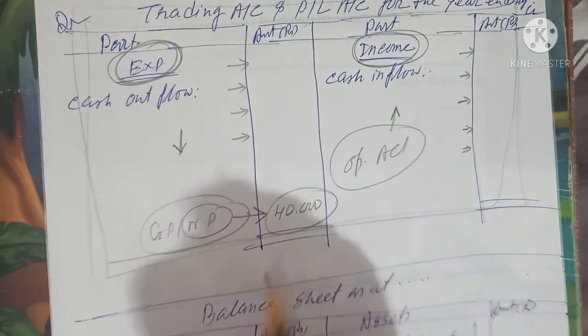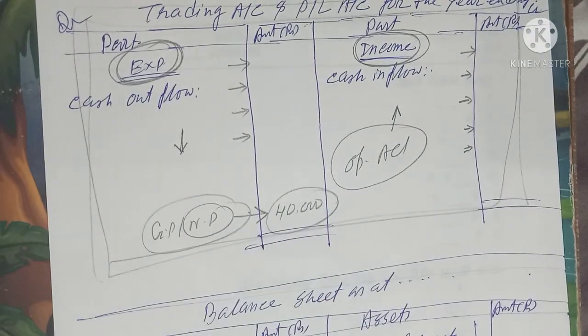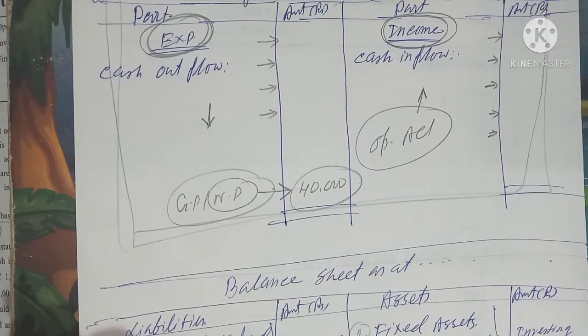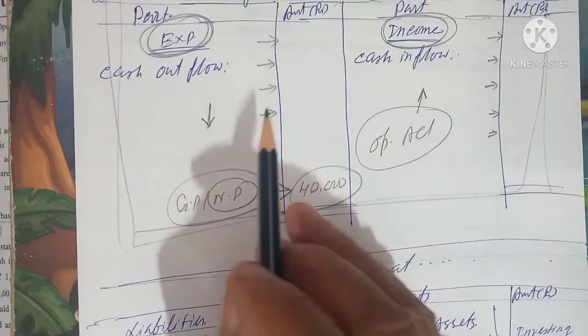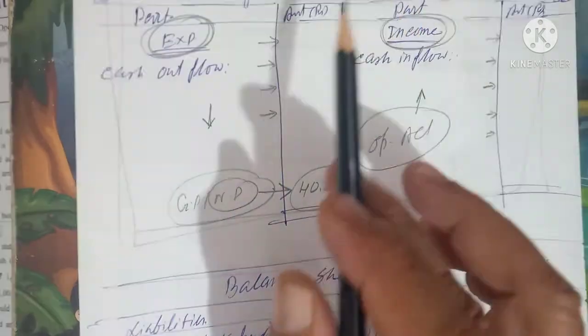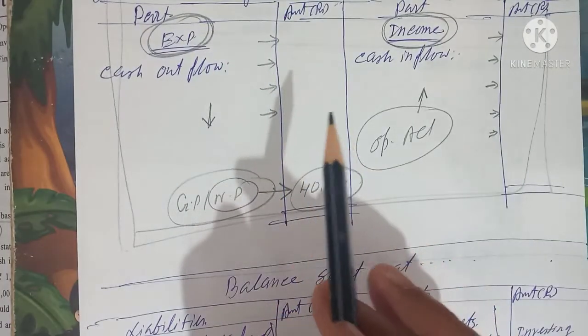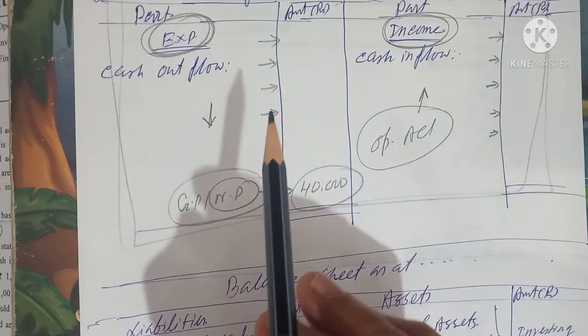That means the transactions that are coming, not all, obviously we have to keep that in mind. But I want to tell you that the transactions related to the trading account and profit and loss account, that type of transactions, are included in operating activity.